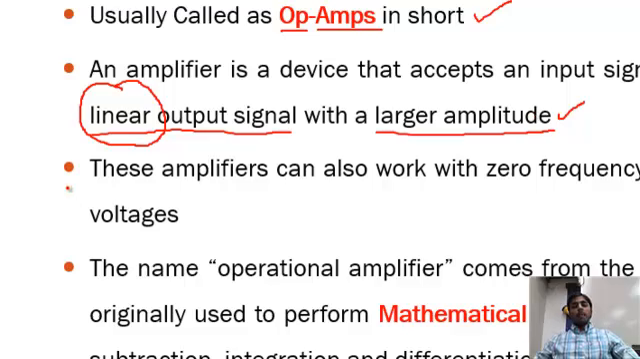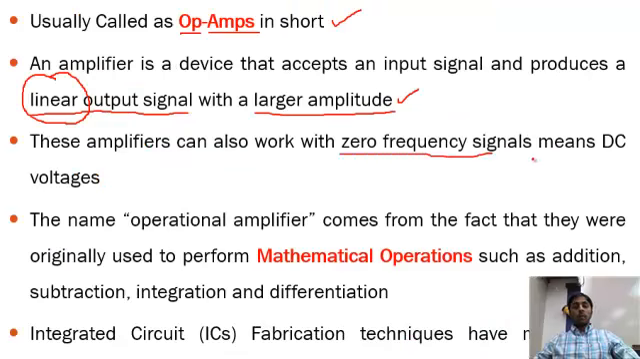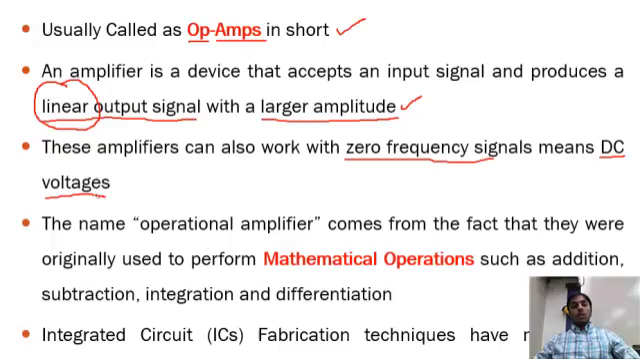These operational amplifiers can also work with zero frequency signals, meaning DC signal voltages. So these amplifiers can be used in order to increase the strength of your DC signal. At the same time, you can also increase the signal strength of an AC signal up to a maximum of around 2 megahertz, and that basically depends upon the type of amplifier.